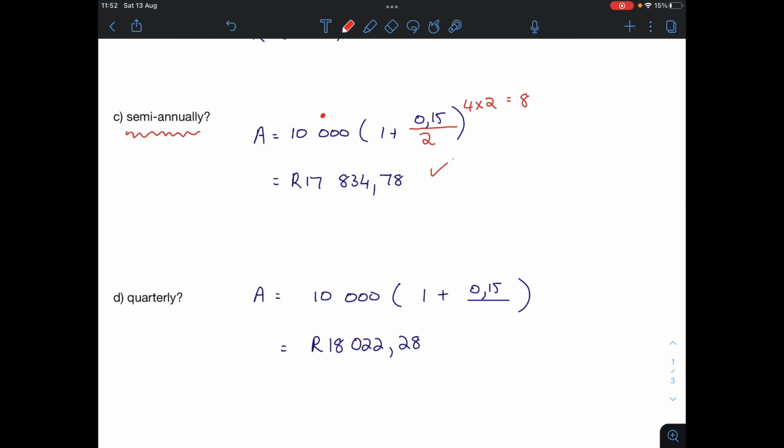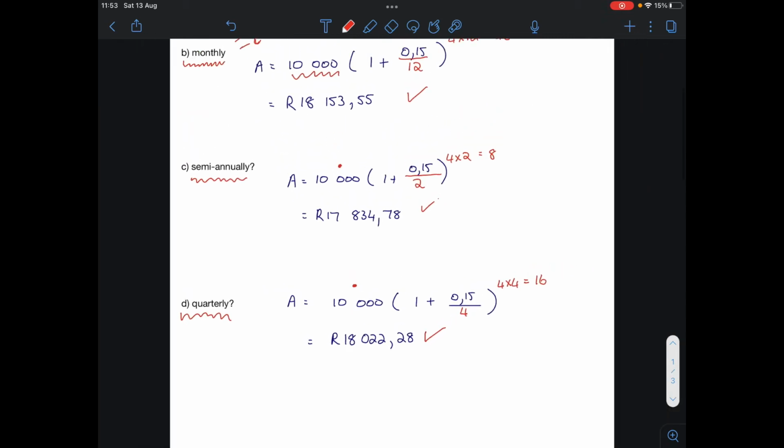What happens in the fourth case if it's compounded quarterly? My initial investment is still the same. Now that 15% per annum is charged every quarter, 4 times a year. So it's got to be split 4 ways, divided by 4. It's still for 4 years, but if it's 4 years at 4 times every year, my N is now going to become 16. And that becomes 18,022 Rand and 28 cents.